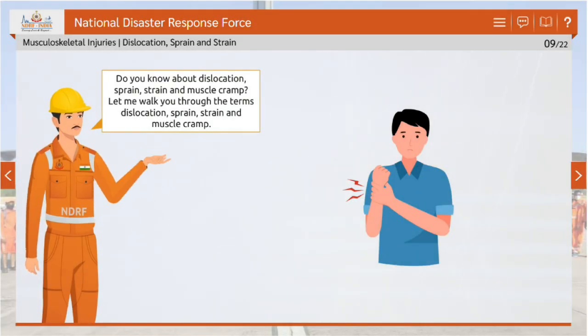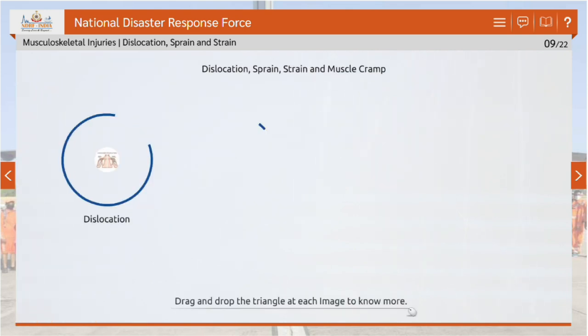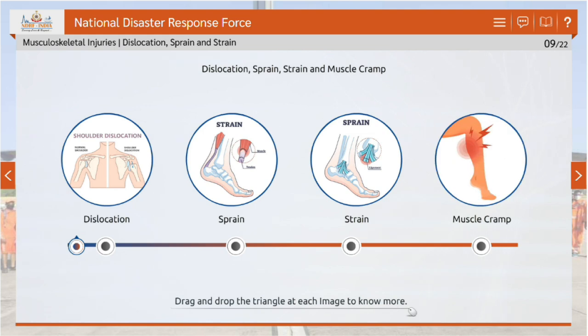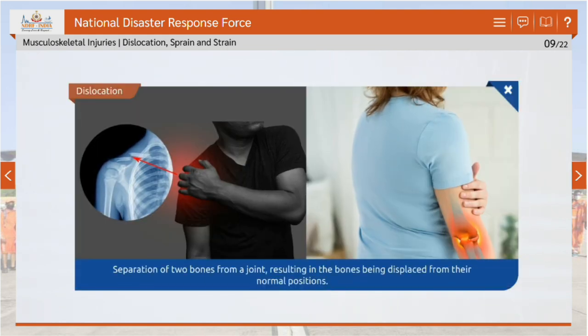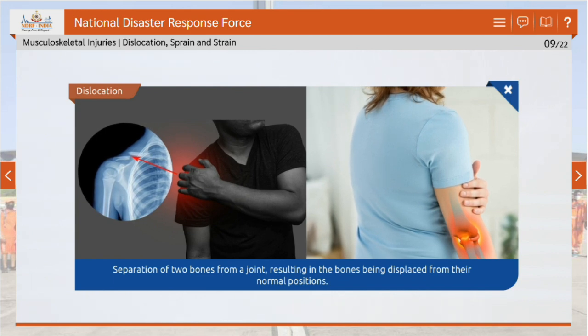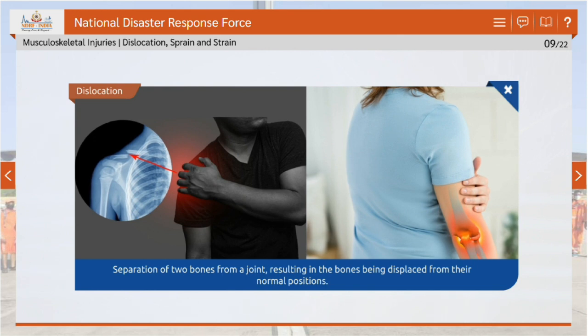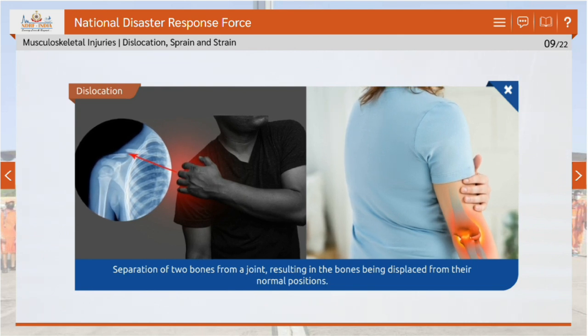Do you know about dislocation, sprain, strain, and muscle cramp? Let me walk you through the terms dislocation, sprain, strain, and muscle cramp. Drag and drop the triangle at each image to know more. A dislocation is a separation of two bones from the joint. That is to say, a dislocated joint is a joint where the bones are no longer in their normal positions.